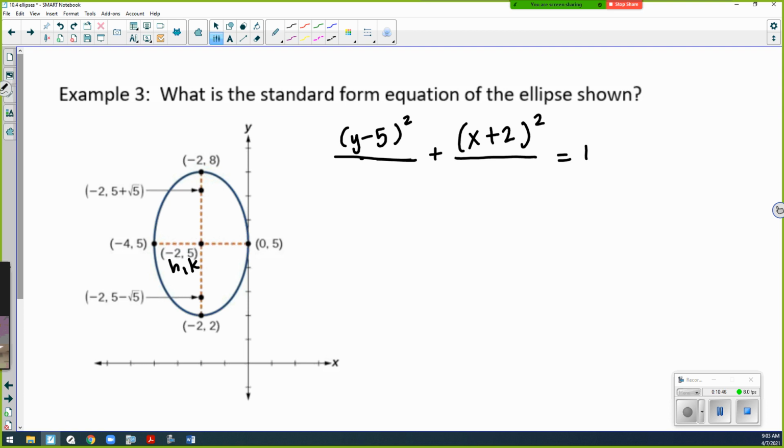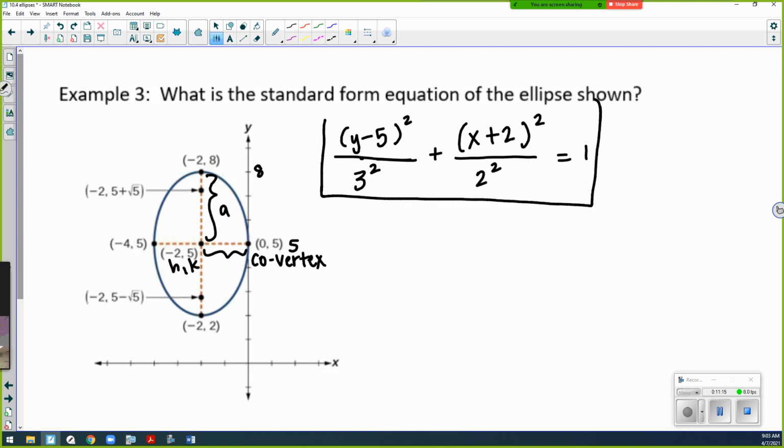Then from your center up to here, this is going to be your a value. So I'm going from 5 to 8. From 5 to 8 is 3, making that 3 squared, eventually 9. Now, for b, my horizontal distance to get from the center to one of these co-vertices, I'm just going to go 2 units. So that's going to be 2 squared, so 4. You can go ahead and leave your equation like that, or if you want to call 3 squared 9 or 2 squared 4, that's good. I don't care.